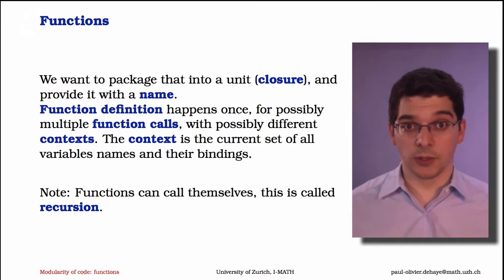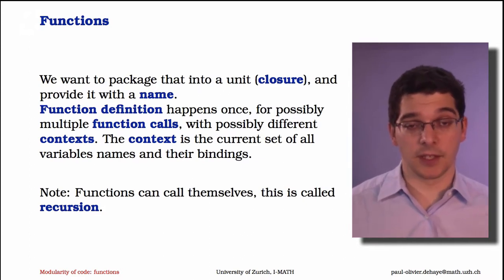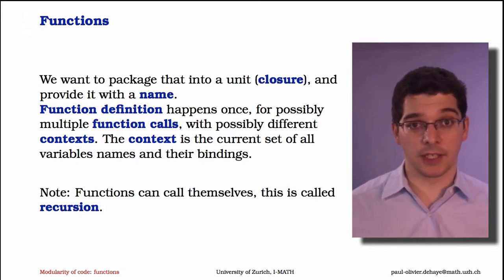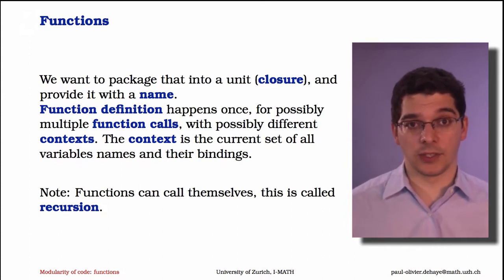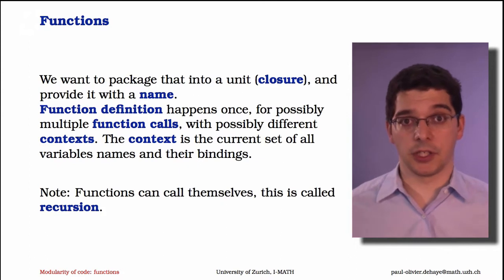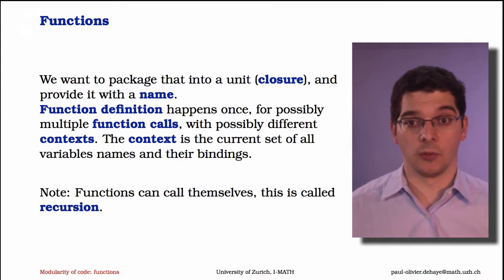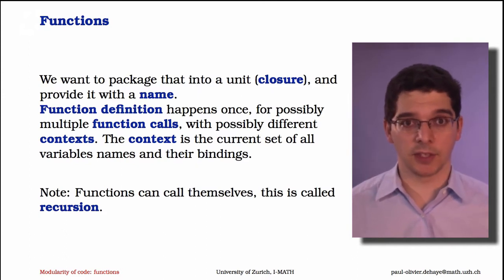Okay, so what we'll do is we'll package the unit of work, and that's called a closure, and we'll give it a name. And the name will help us call it again and again. So this will define a function, and the function definition appears only once, but then we'll do multiple function calls with possibly different contexts. So what does this mean?